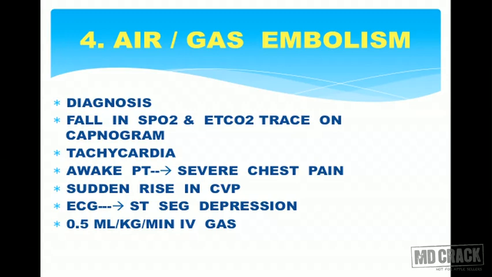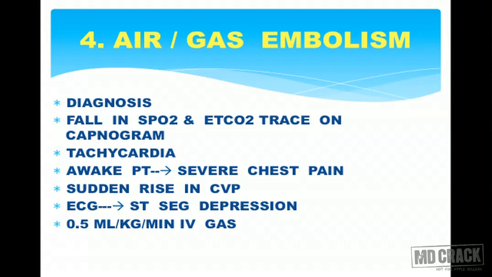How do you diagnose air or gas embolism? There is a sudden fall in SpO2 and EtCO2 trace on capnograph. This is the major diagnostic tool by which you can diagnose air or gas embolism. Suddenly there will be a fall in SpO2 and EtCO2. There will be sudden tachycardia. If the patient is awake, he will experience severe chest pain, and a sudden rise in CVP, or central venous pressure. ECG shows ST segment depression, and even 0.5 ml per kg per minute of IV gas, any gas that gets access inside the vein, can lead to these symptoms.